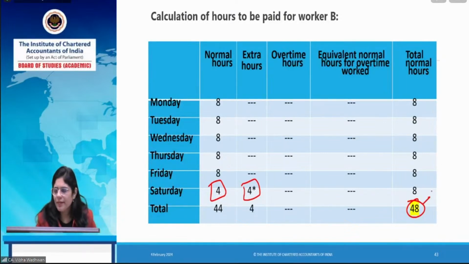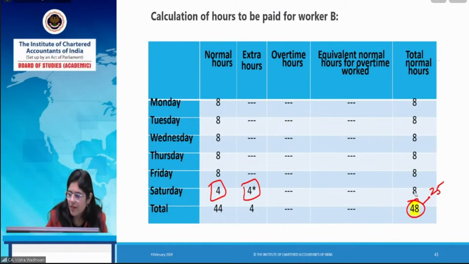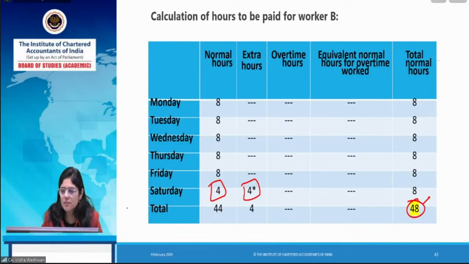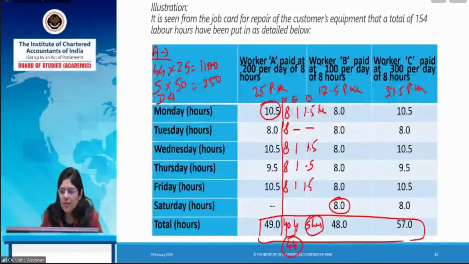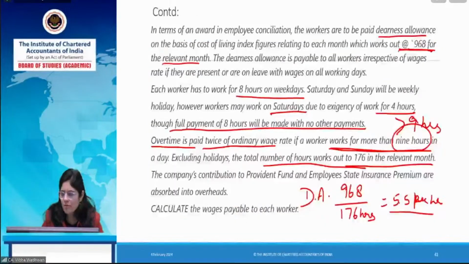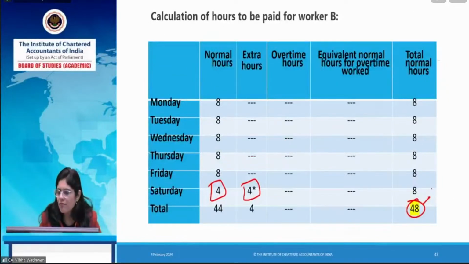Again, you calculate. 25 is the basic wage rate. No, 25 is not for B. What is the rate for B? We have calculated. Rate for B is 12.5 per hour, the normal wage rate. So rate for B is 12.5 and DA is 5.5. Clear? So you can calculate the wages for B.